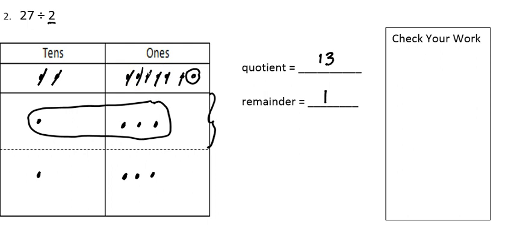To check my work, I will take my answer, my quotient, and multiply it by my divisor. 2 times 13 is 26. I'll add my remainder for a total of 27, which matches the number of dots I had at the beginning of the problem.